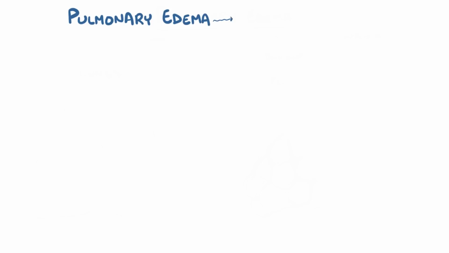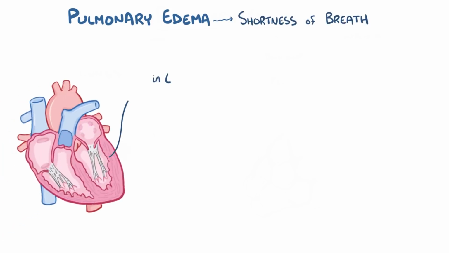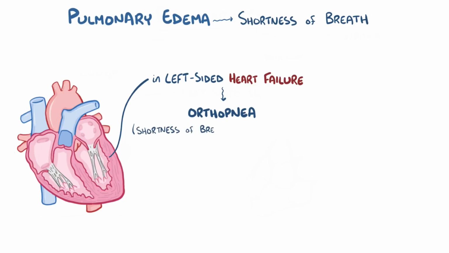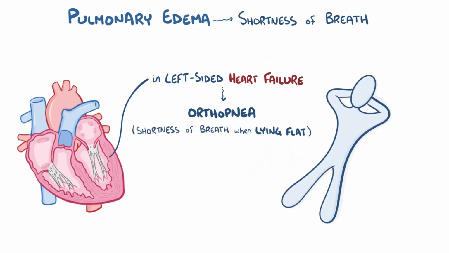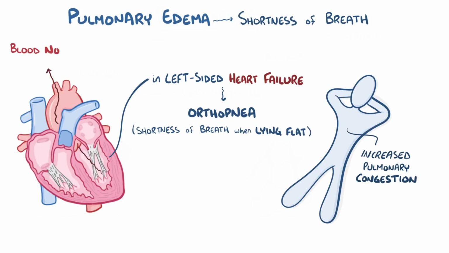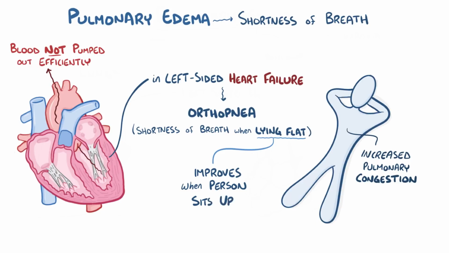Pulmonary edema can lead to severe shortness of breath, and in left-sided heart failure it can lead to orthopnea, which is when there's worse shortness of breath while lying flat. This happens because there's increased pulmonary congestion while lying down, and in left-sided ventricular heart failure the pulmonary circulation is already overloaded. As a result, the extra blood can't be pumped out efficiently, and it causes shortness of breath. This pulmonary congestion and shortness of breath decrease when a person sits up.